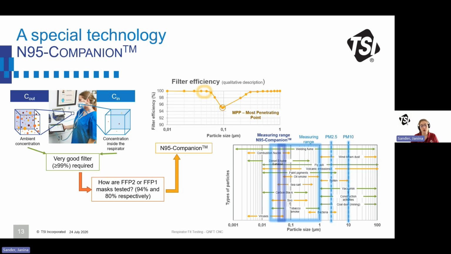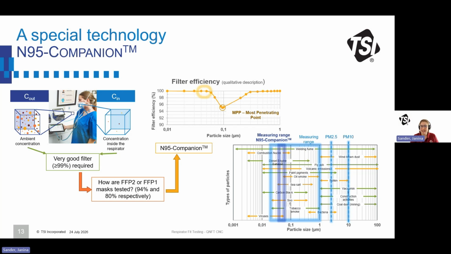This technology, of course, should only be used for FFP2 and FFP1s because by making the measuring range smaller, we also reduce the concentration of ambient particles within the size range. So this should be used only for FFP2s and FFP1s or N95s. That's why it's called N95 Companion. And for your reusable mask, always switch to the P3 filter element. So that's the details about the technology.